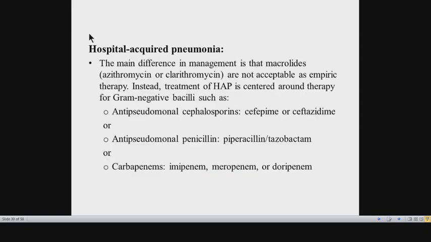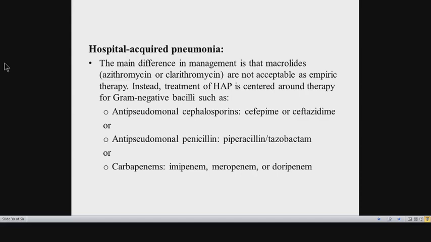Then let's talk about another category of pneumonia, which is hospital-acquired pneumonia. Here, the main difference in the management between hospital-acquired pneumonia and community-acquired pneumonia is the fact that macrolides, like azithromycin and clarithromycin, are not acceptable as empiric therapy. Instead, treatment of hospital-acquired pneumonia is centered around therapy for gram-negative bacilli.